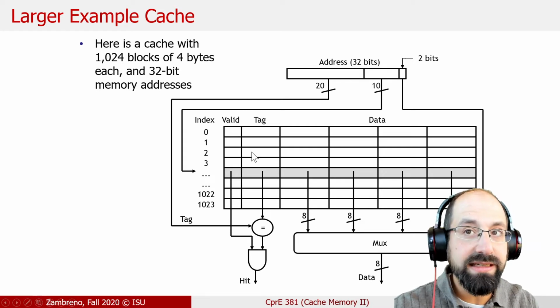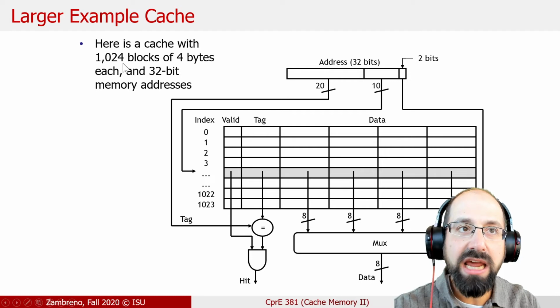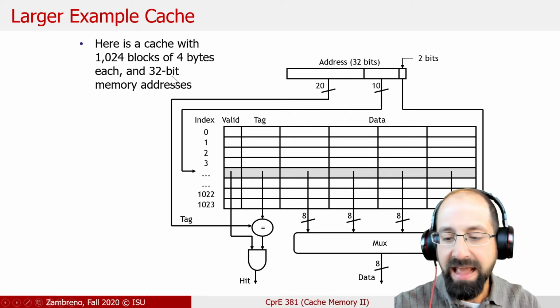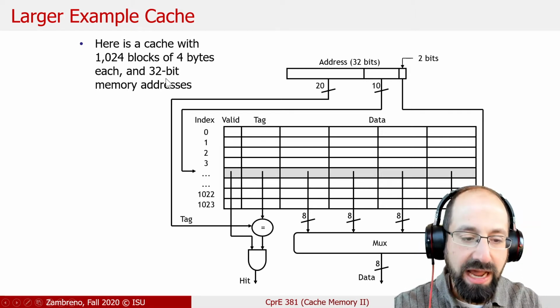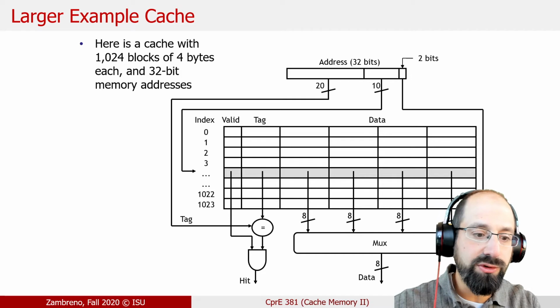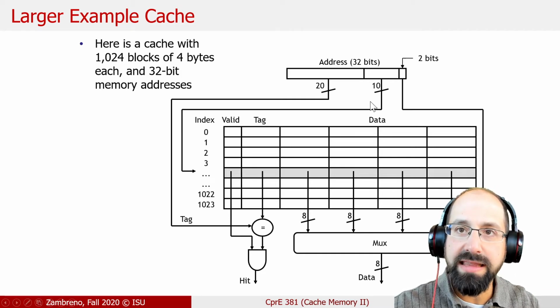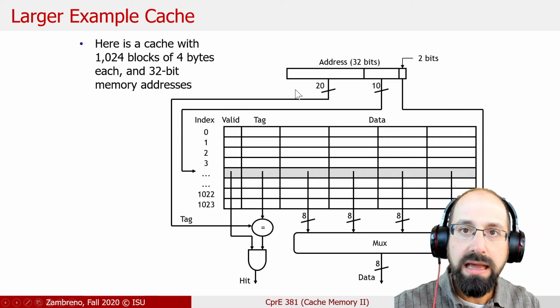But otherwise, it's exactly the same. This is a cache with 1K blocks, each of 4 bytes, and with 32-bit memory addresses. And that tells you all you need to know about the cache. Also, that it's a direct mapped cache. But with that description, that gives you the entirety of the cache. That description gives you all of this and then gives you all of this as well.